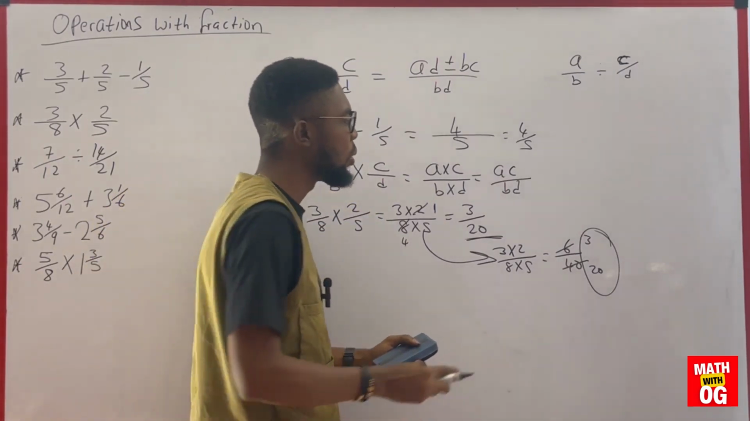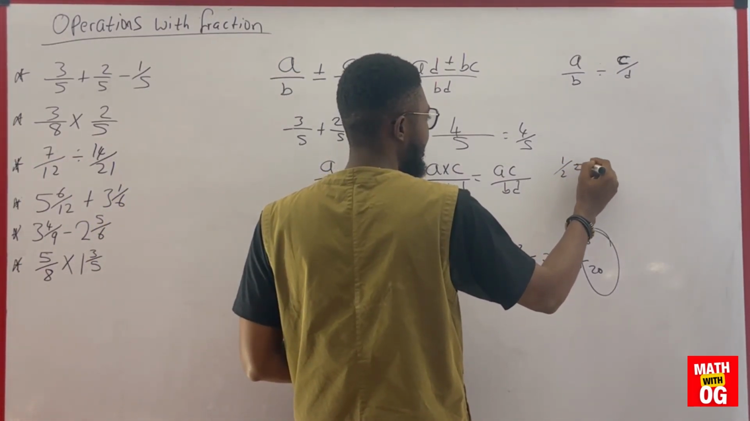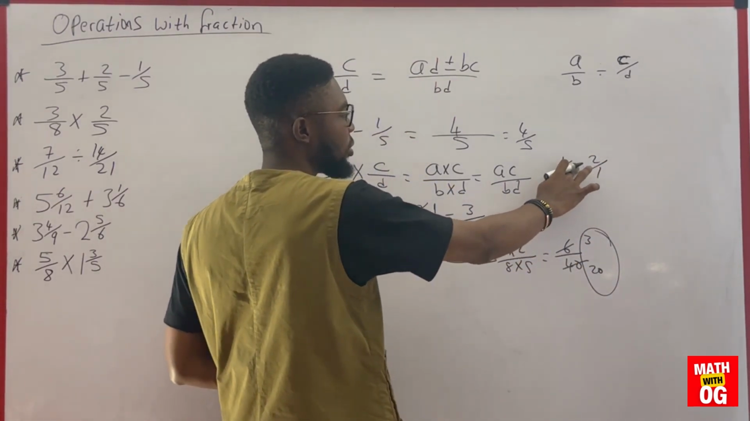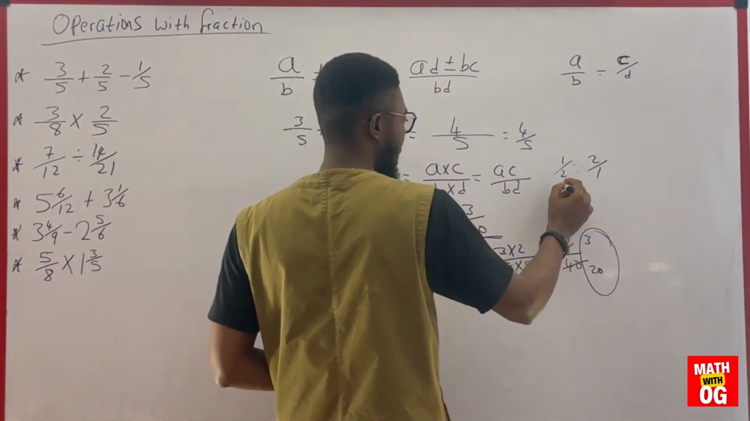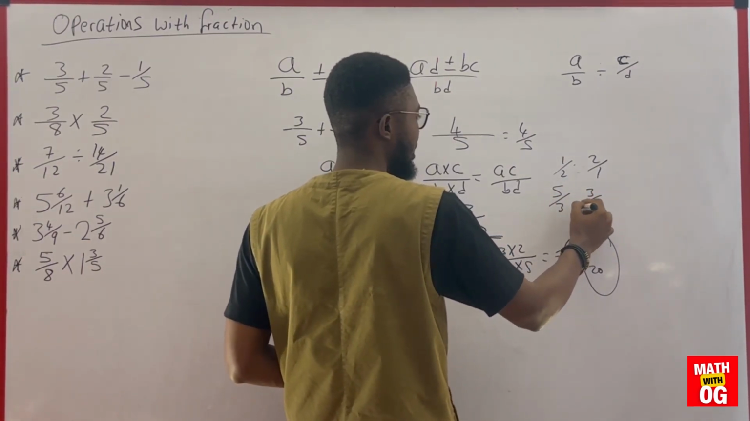So if I ask you, what is the reciprocal of 1 over 2? The answer is simply what? 2 over 1. The reciprocal is 2 over 1. What is the reciprocal of 5 over 3? The answer is 3 over 5.